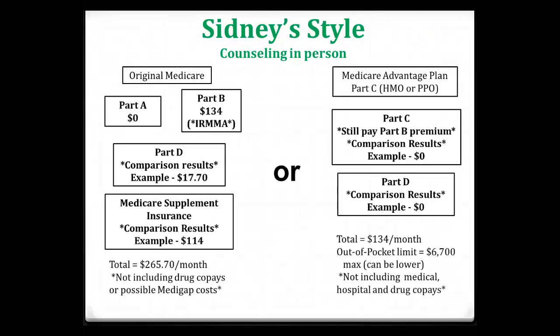So looking at these two, on original Medicare, you really pay more monthly and less out of pocket, depending on what supplemental plan you get, of course. And on Advantage plans, you pay less monthly, but possibly more out of pocket, depending on your health care needs.